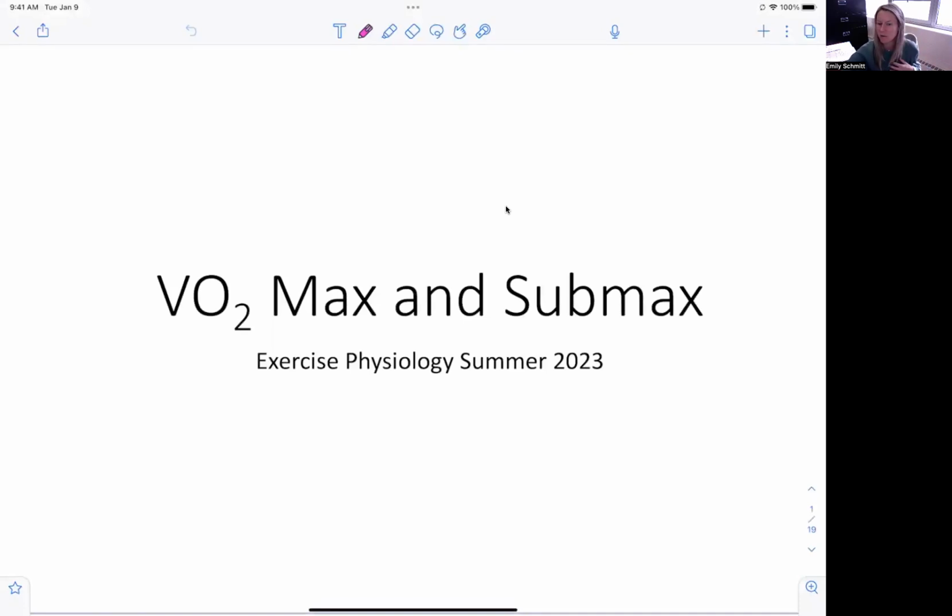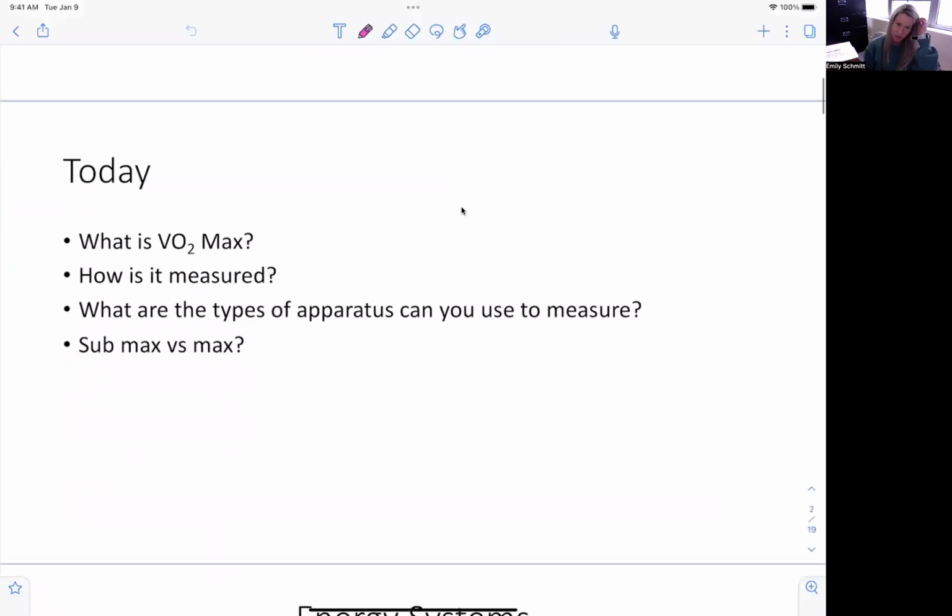So before we get into some of the more complicated concepts for aerobic metabolism, I wanted to introduce the concept of VO2 max and submax testing. Now, if you are enrolled in lab concurrently with this class, you will hear more about this. And if you're not in lab, then I'm excited to take a few minutes and explain what an important concept and testing this is in the exercise physiology world. So this module will cover what VO2 max is, how it's measured, what are the types of apparatuses you can use to measure this, and then the difference between submax and max testing.